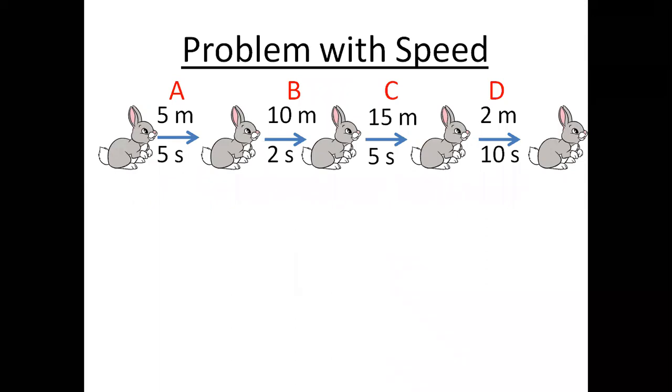Now in front of you, there is just this one rabbit. It is trying to cover some distance in some specified time. Okay? So what I did was, suppose let's say you are in a forest and you are observing one rabbit and it is trying to cover some distance at some specified time. Like for example, in case A, it covered 5 meter in 5 seconds. In case B, it covered 10 meter in 2 seconds. Then it covered 15 meter in 5 seconds. And it covers 2 meter in 10 seconds.